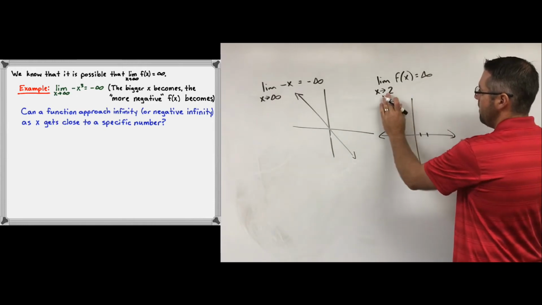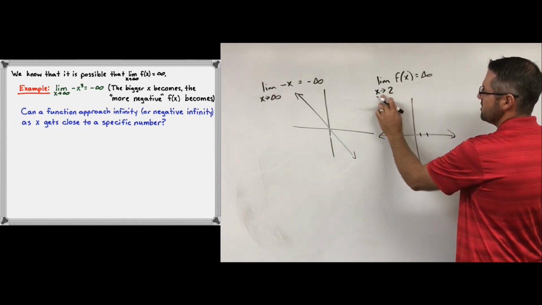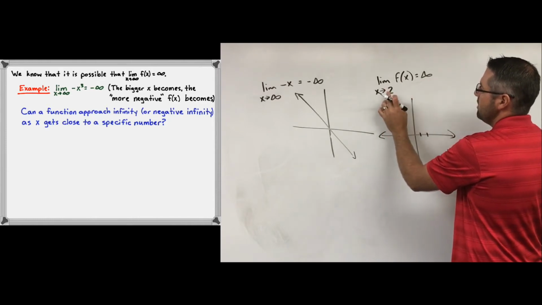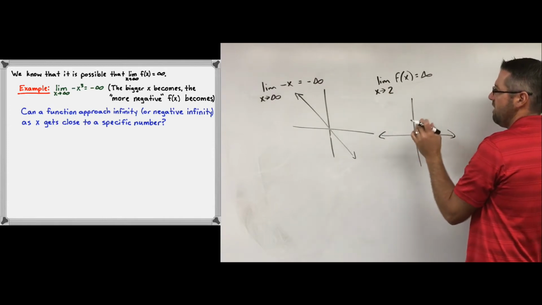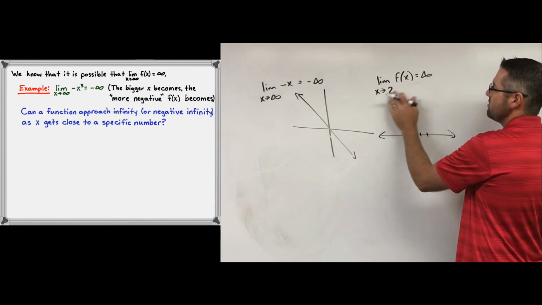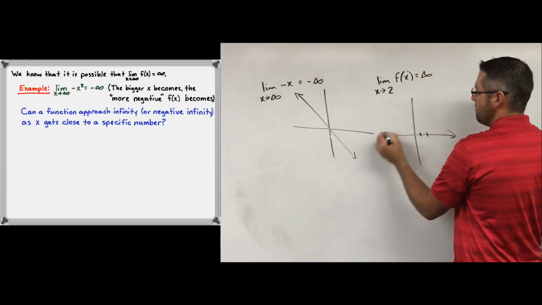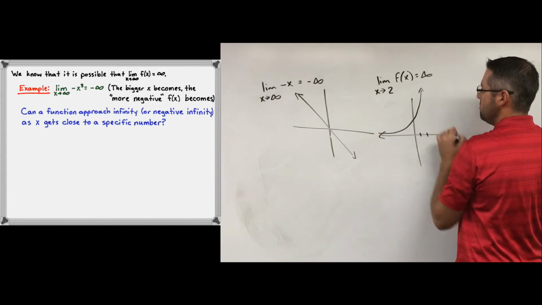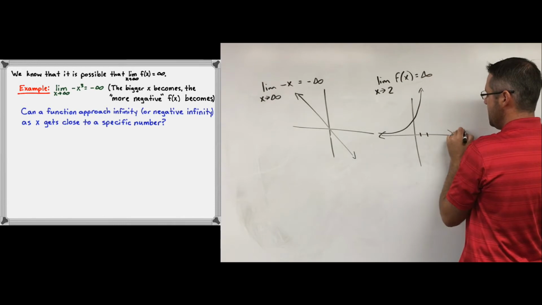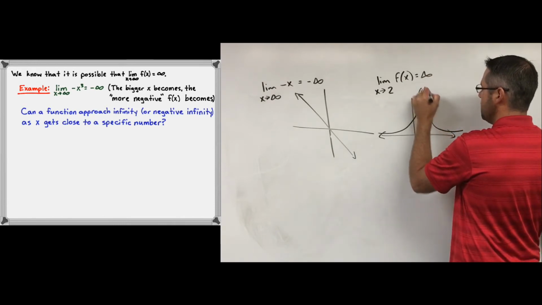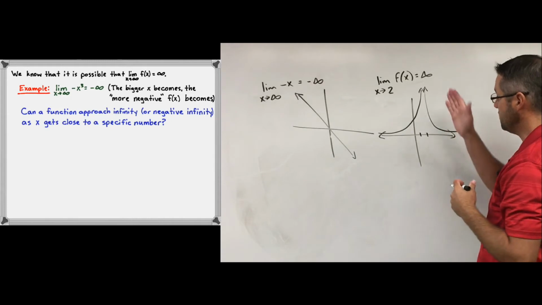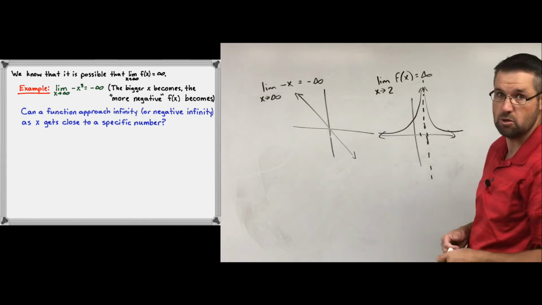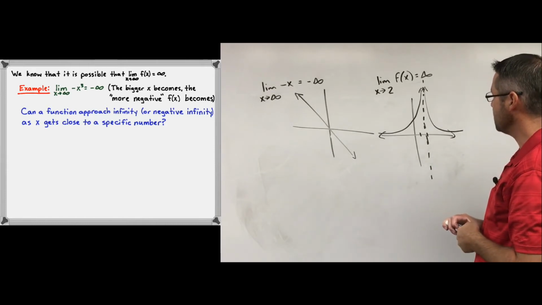And remember, for the limit as x approaches 2 to exist, the left-hand limit and the right-hand limit both have to be the same thing. Since this limit is approaching infinity, both sides have to be approaching infinity. So as x approaches 2 from the left, we should be seeing something that goes up like this. And as x approaches 2 from the right, we should see the same kind of trend. Now this should be recognizable to you as a vertical asymptote. And that's really what a vertical asymptote is.